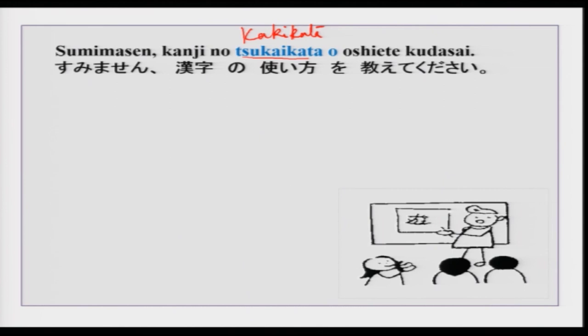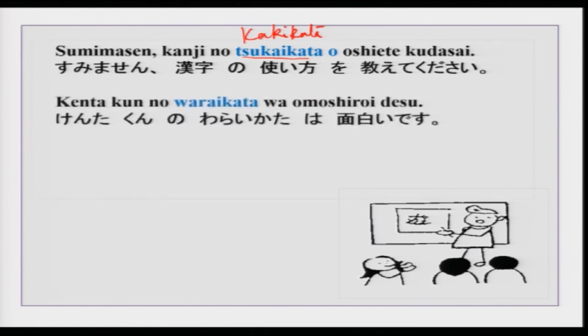You can see the picture over here again. Kenta kun no warai kata wa omoshiroi desu. Warai kata. Verb warau. How is it made? Warai masu. Kaki masu. Tsukai masu. Remove the masu from here and put kata. Warai kata, kaki kata, tsukai kata. Kenta kun no warai kata wa omoshiroi desu. The way he laughs is very, very interesting.